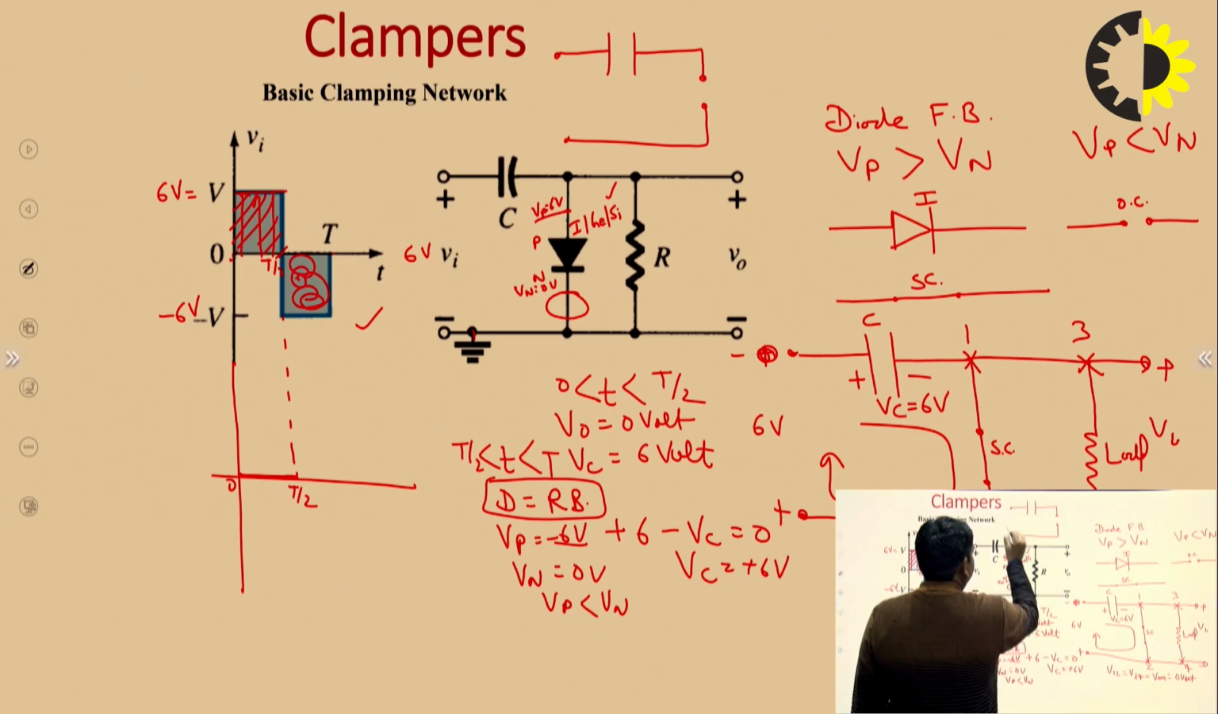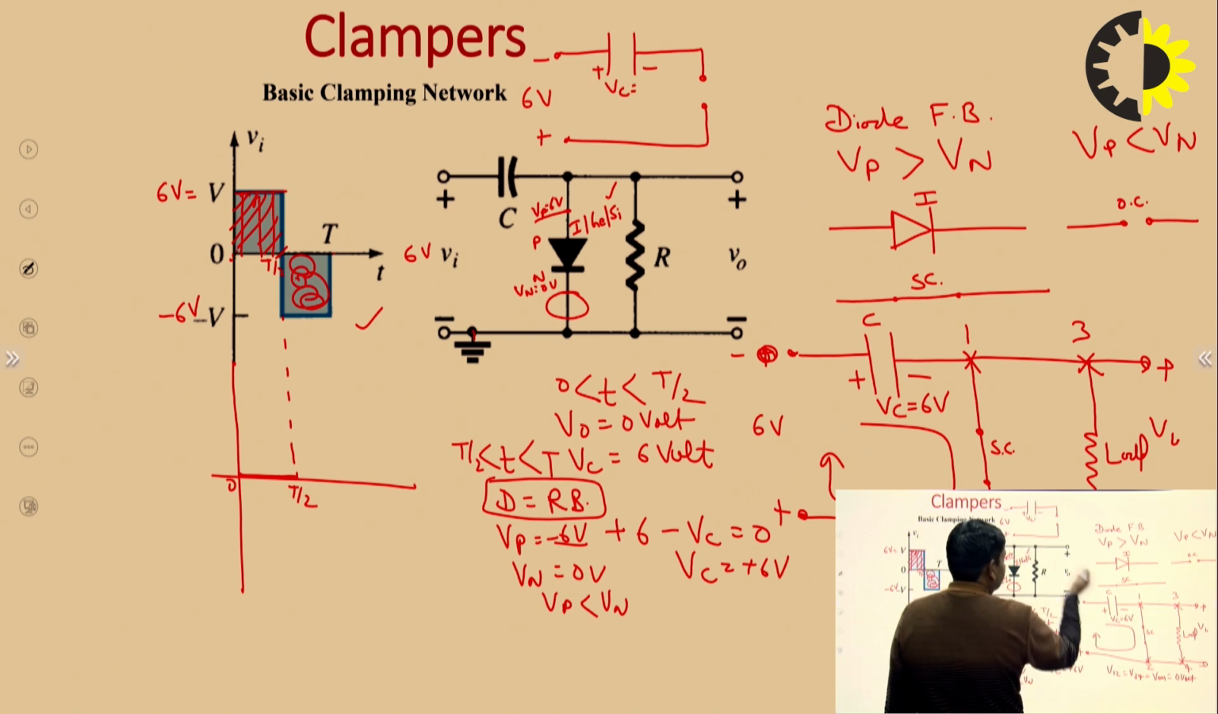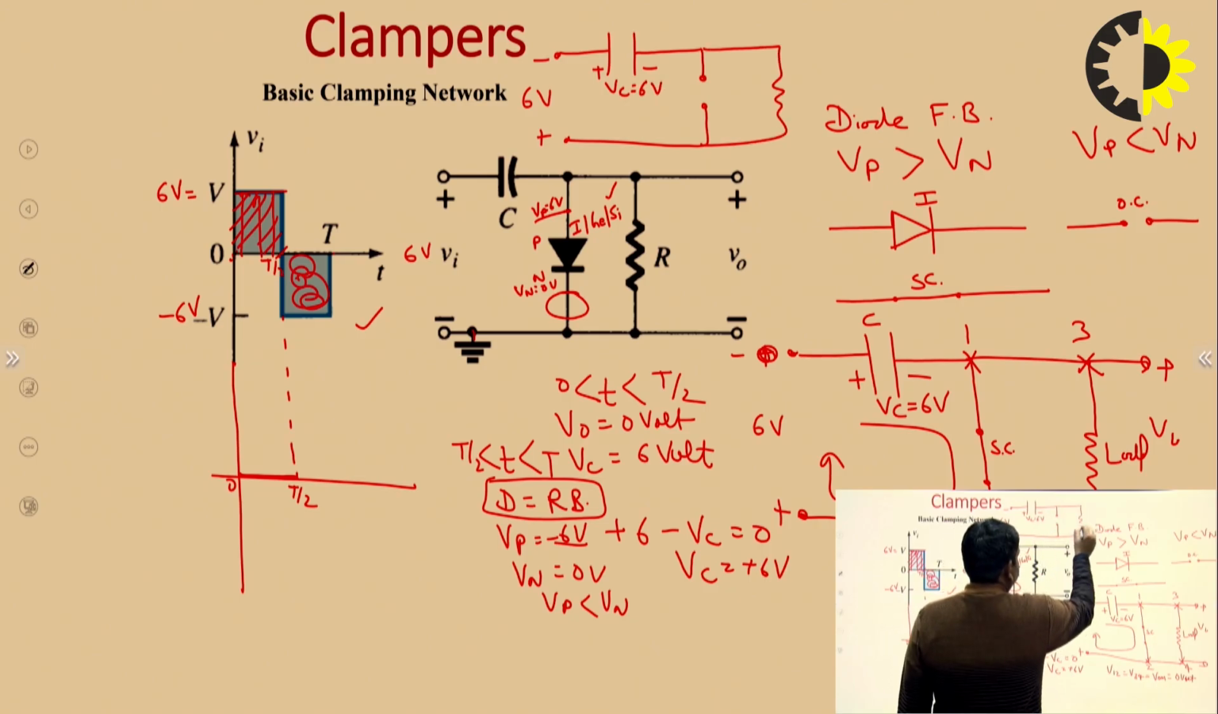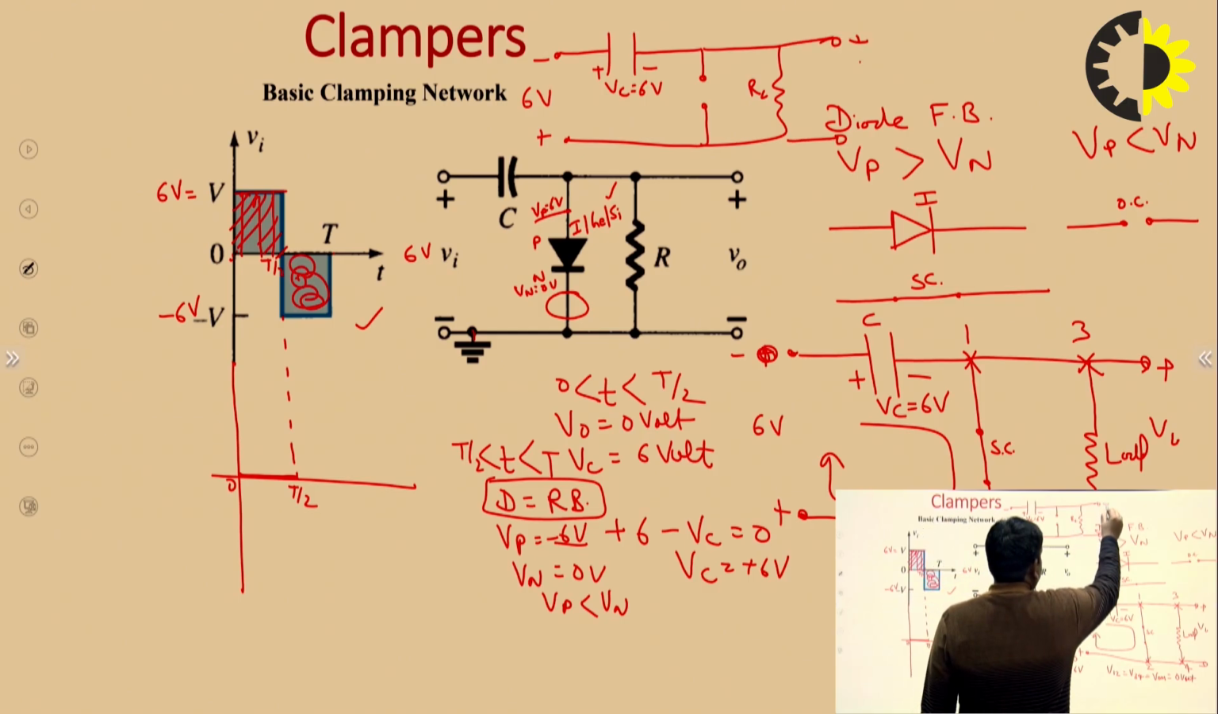So in the negative half cycle, the minus 6 volt is applied, and the plus minus VC voltage we have to see, this one is 6 volt and this is the resistance RL, and what is the output voltage across them? So this is the output voltage. So how do we calculate this?